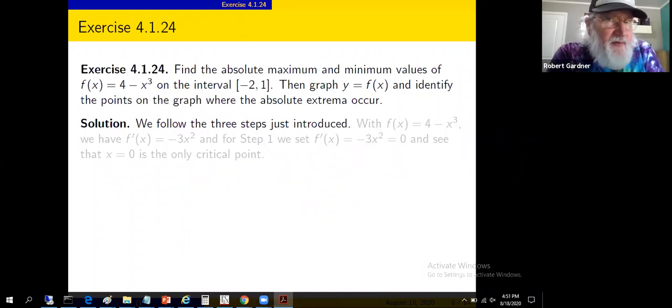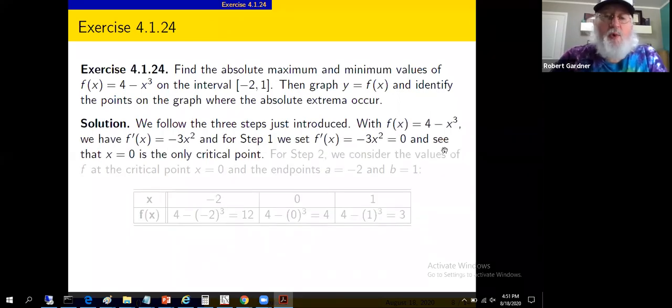Before we start looking for these things, we need to make sure they exist. We're good. If they looked at an open interval instead of a closed interval, we might have problems. So we're good. The extreme value theorem applies, and we're good to go to use the 3 steps we just mentioned, which were step 1, find the critical points. We've got f of x is 4 minus x cubed, so the derivative, f prime of x, is -3x squared. Easy enough to take the derivatives.